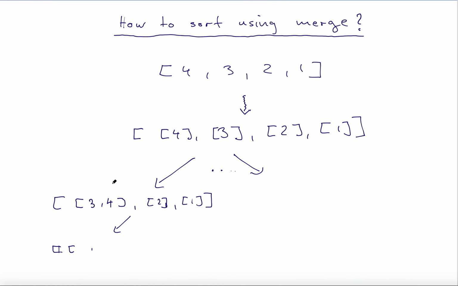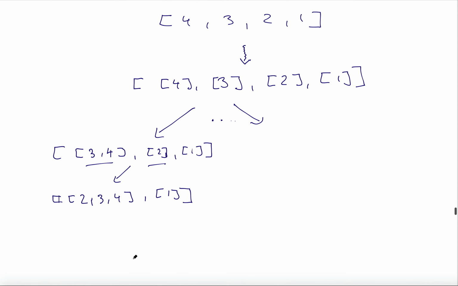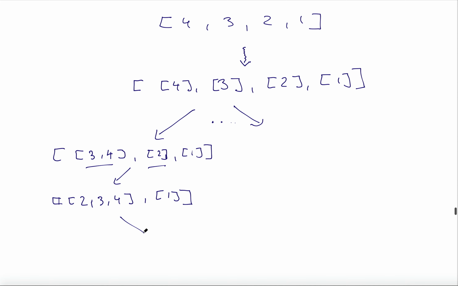So now, I can merge this list with this list, right? So then I get the 2 first, and then I get the 3 and the 4, just because of the invariant we just discussed before. And then, okay, let me move this up here a little bit. And then we can finally merge the 1 into the other list, and we get this. Okay, so we don't need these lines here anymore.